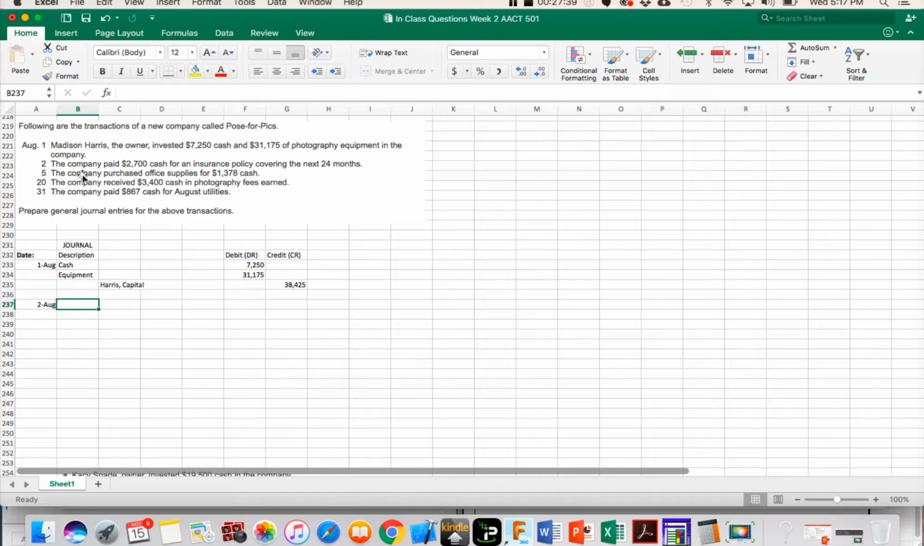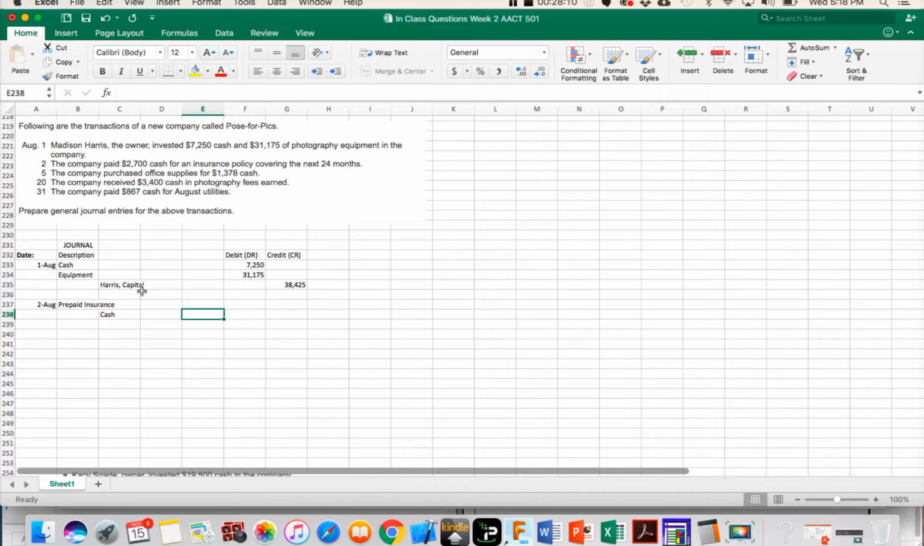Next event that happened, we paid $2,700 cash for an insurance policy covering the next 24 months. So this is going to again involve some cash, and actually, sorry, I should put prepaid insurance is going to be the name of my asset account where this insurance is getting stored, and cash is going to be the account that's credited here.